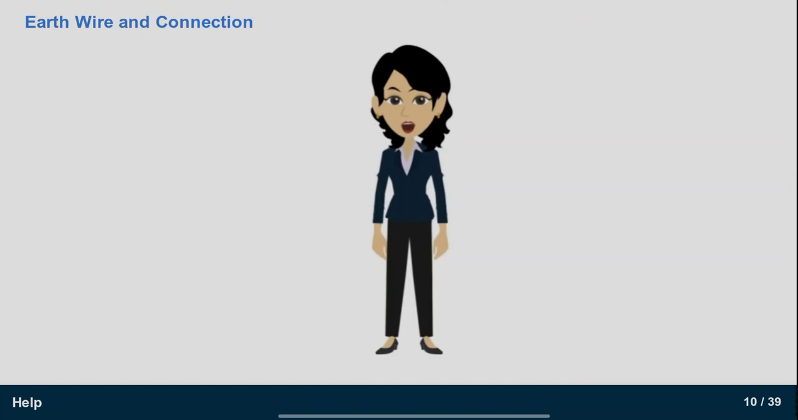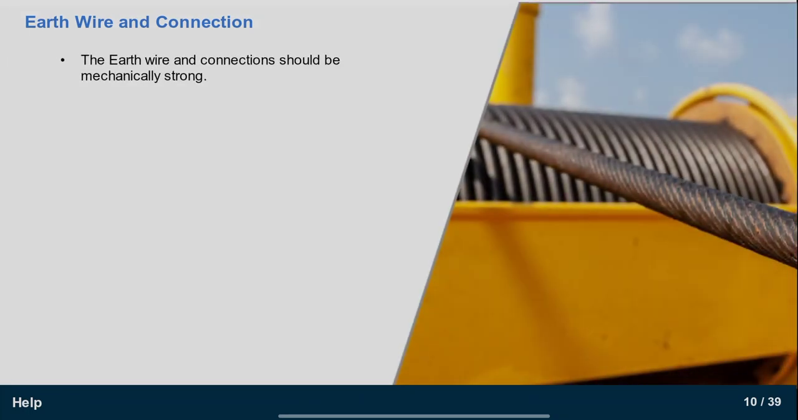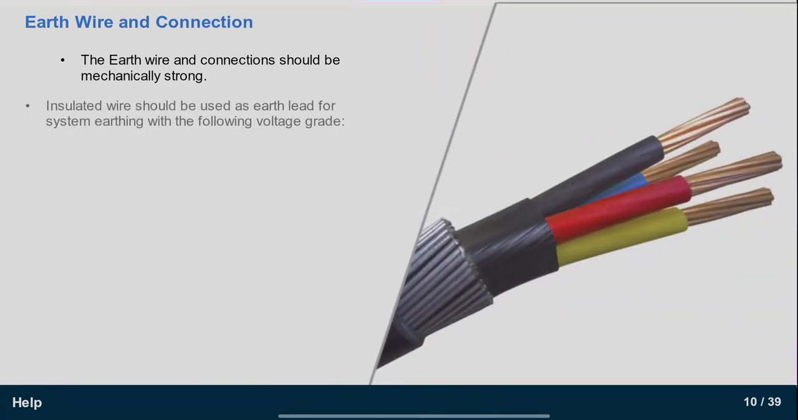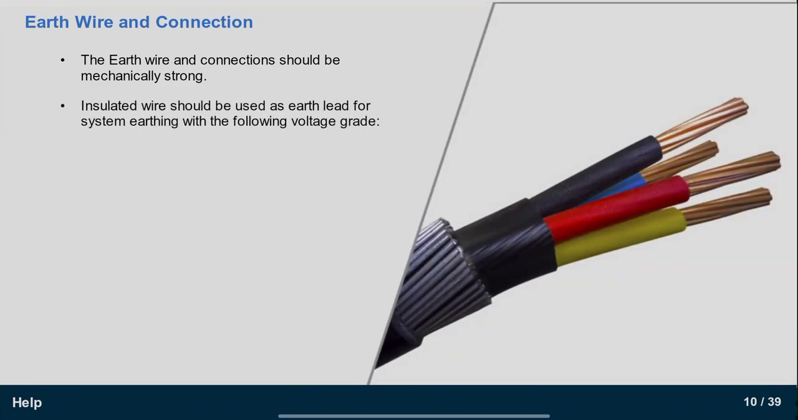Now something about earthing connections. There are some specifications for the earthing wire and connections as well. So firstly, the earth wire and connections should be mechanically strong. Next, you all know that electrical equipment are connected to earth using two types of conductors, naked wires and insulated wires. So for earthing, insulated wires should be used as earth lead for system earthing, and their voltage grade is determined by the earthing type.